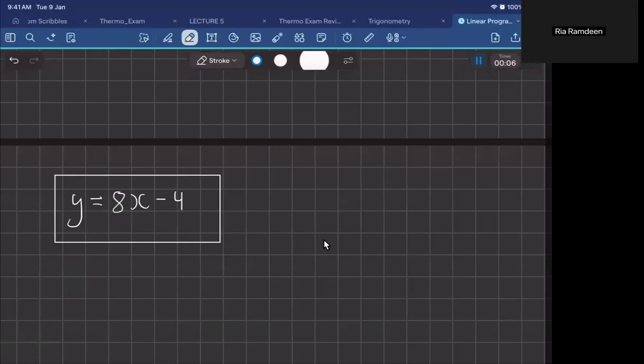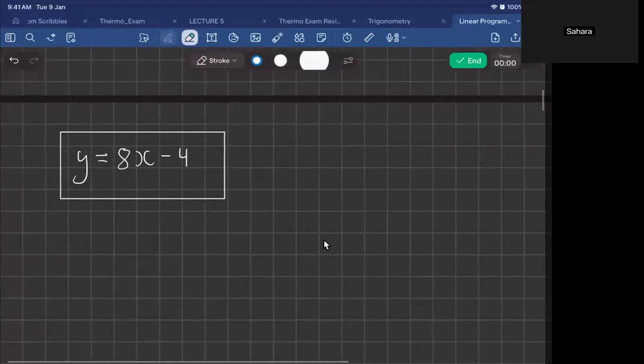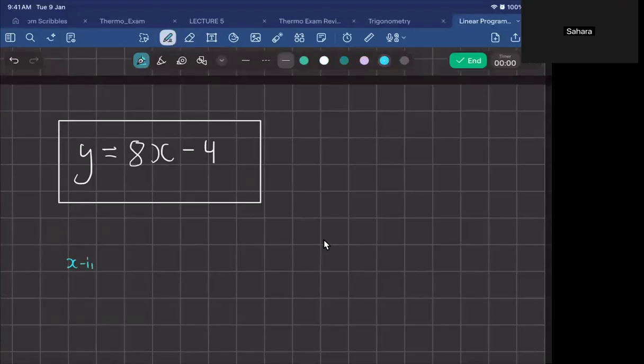All right, so the time is just about up, right? Sahara, let's attack this question together, right? So, what are the two main points we just find? X-intercept and y-intercept. Right. At the x-intercept, what do we know? That y is equal to 0.